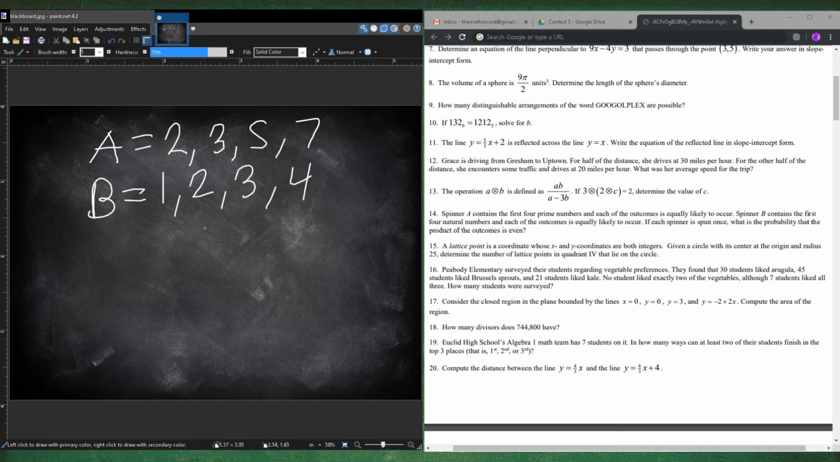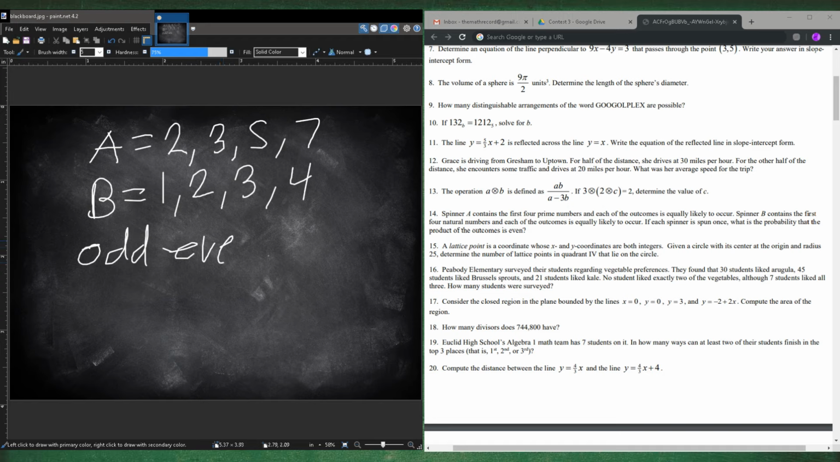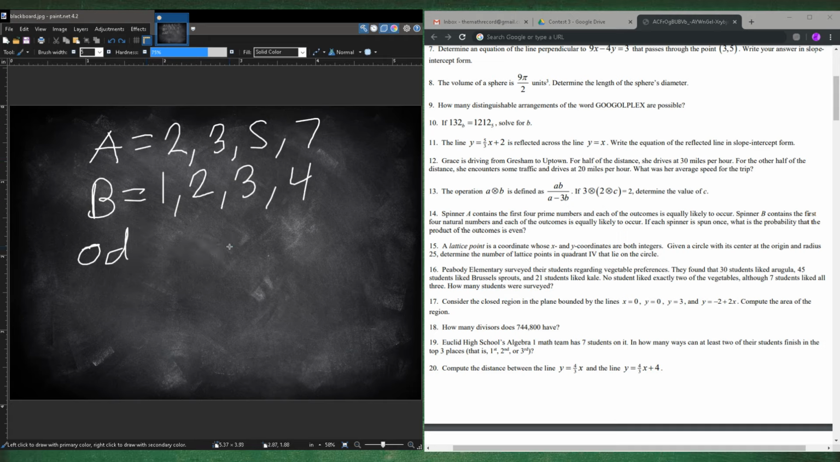If each spinner is spun once, what's the probability that the product of the numbers of the outcome is even? So the only way for it to be even is an odd times an even, an even times an odd, or an even times an even. There's only one even on spinner A. How many possibilities are there? There's 4 of them and 4 of these, so there are 16 possibilities. So that's the denominator total.